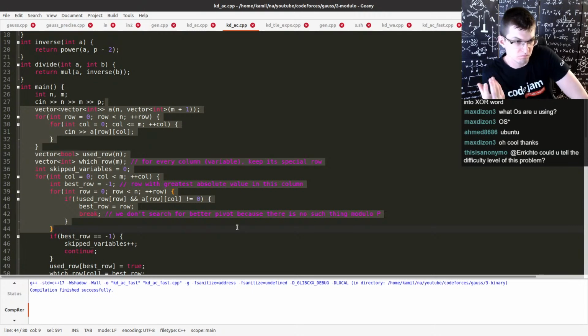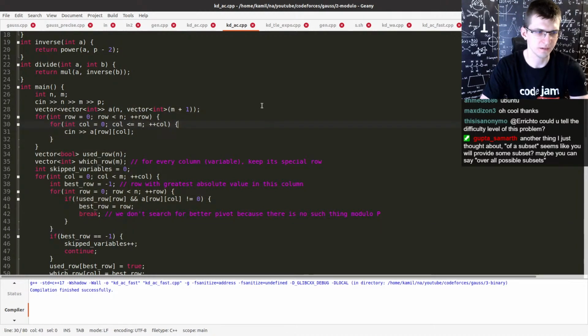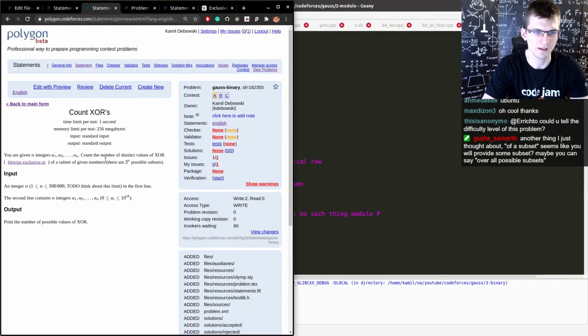Difficulty level? I don't know. It requires knowing a particular algorithm, so you won't be able to figure that out if you don't know it. Then I don't know how to assign difficulty. Same thing, what's the difficulty of flows? Well, you need to know flows. Of a subset. I see, Gupta, what you're saying.